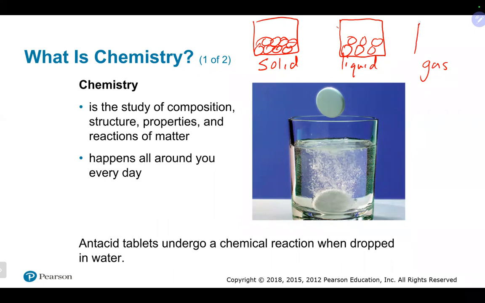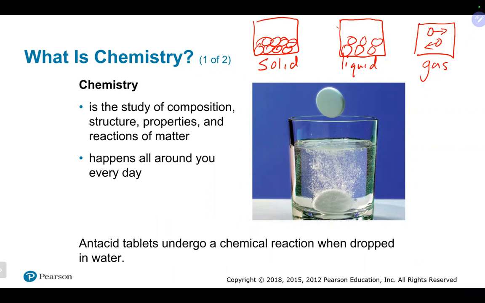Gas, on the other hand, is the phase where everybody has completely broken apart from one another. They're flying around, and as we'll talk about when we get to the gas chapter, there are collisions with the container. That's what we associate the pressure of gases with. The more collisions they have as they fly around, the more pressure we see.